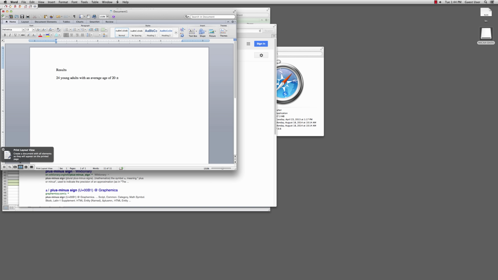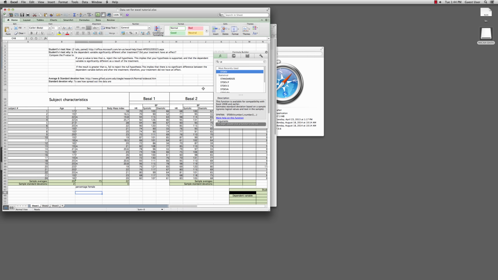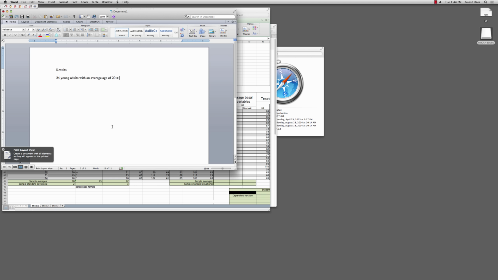All right, average age of 20 plus or minus 2 years. Keep typing. This difference in format I will fix later. All right, results: 24 young adults with an average age of 20 plus or minus 2 years.